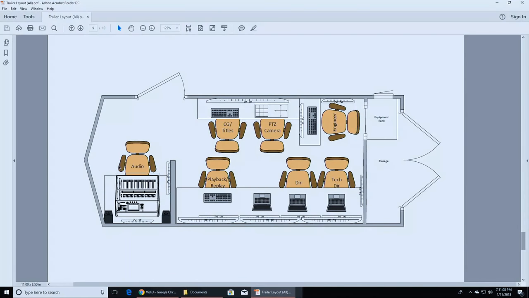And that just wasn't going to be possible with this design, because I'd need to put a ton of stuff up front near the audio guy in order to balance the weight of the back.